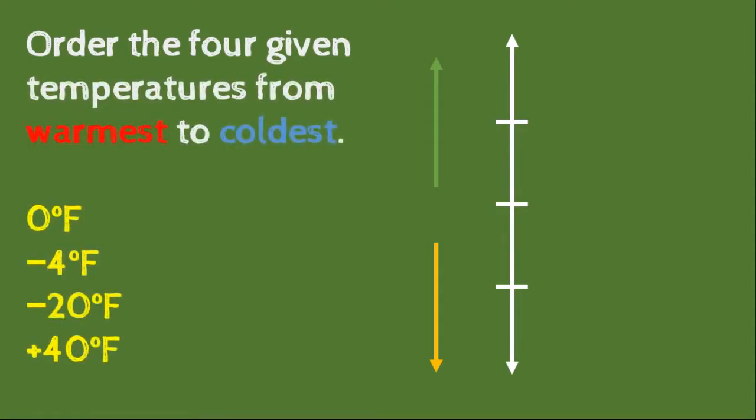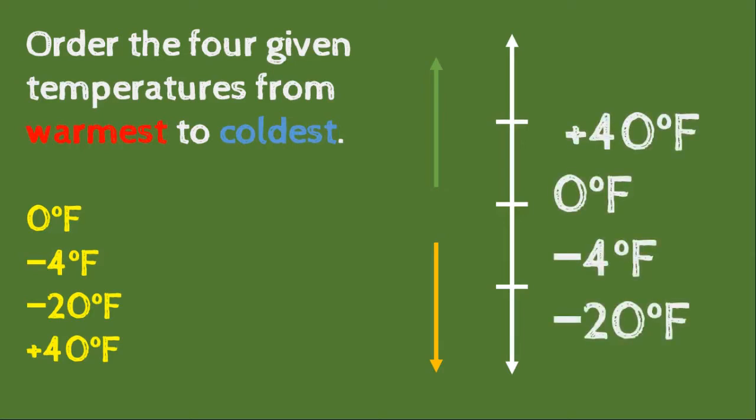Order the four given temperatures from warmest to coldest. We are given 0 degrees Fahrenheit, negative 4 degrees Fahrenheit, negative 20 degrees Fahrenheit, and positive 40 degrees Fahrenheit. On a thermometer, the positive numbers are in the top part and the negative numbers go below. So for this example, the correct order of these numbers would be positive 40 degrees Fahrenheit, 0 degrees Fahrenheit, negative 4 degrees Fahrenheit, and negative 20 degrees Fahrenheit. 0 is in the middle, positive numbers on top, and negative numbers on the bottom.